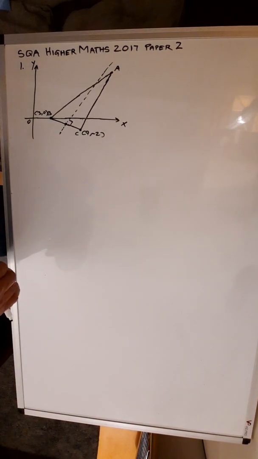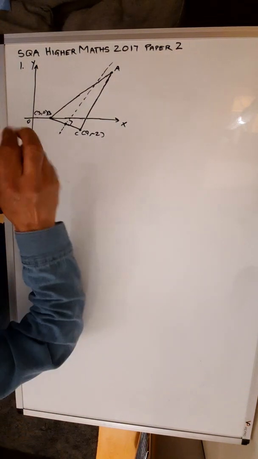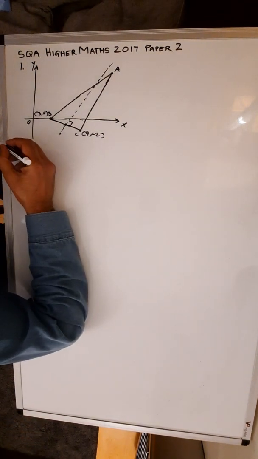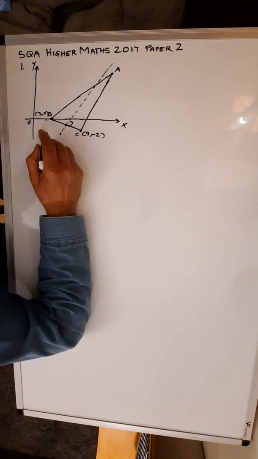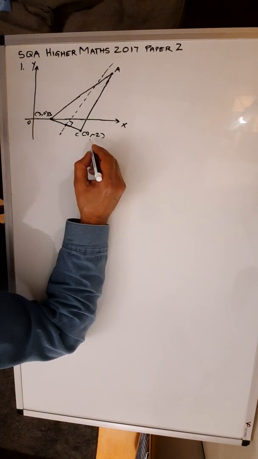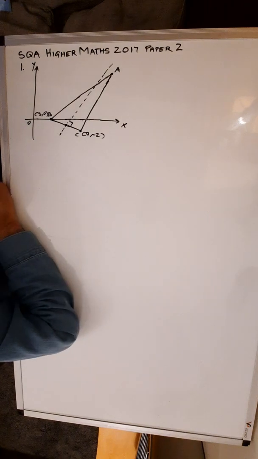SQA Maths 2017 Paper 2 question number 1. This is a straight line question. Triangle ABC is shown. The coordinates of B are (3, 0) and the coordinates of C are (9, -2). The broken line is the perpendicular bisector of BC.